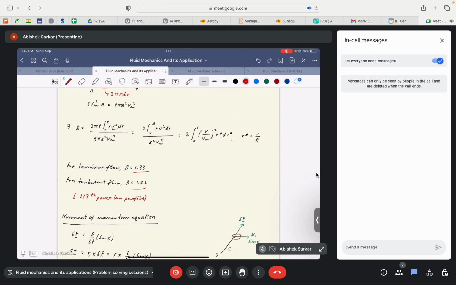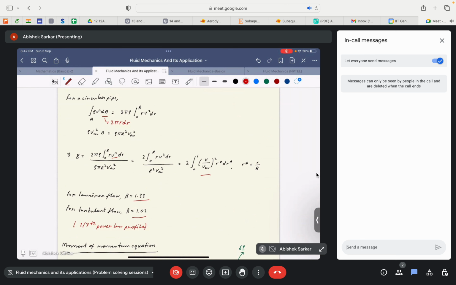This is not to be confused with the concept of average velocity, because here we are considering v square instead of v. So the squaring of the velocities results in the change in the value of this coefficient. It seems quite similar to the concept of average velocity, but it's not the same, because now we're considering momentum fluxes, right? So momentum fluxes will have velocity squared terms. So that's why this factor comes into the picture.